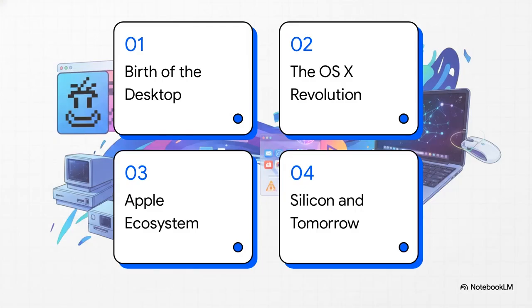Well, to avoid getting lost in a giant phone book of incremental updates, we're breaking this explainer down into four main eras: the birth of the desktop, the OS X revolution, integrating the Apple ecosystem, and finally, Apple Silicon and tomorrow. Let's get right into it.